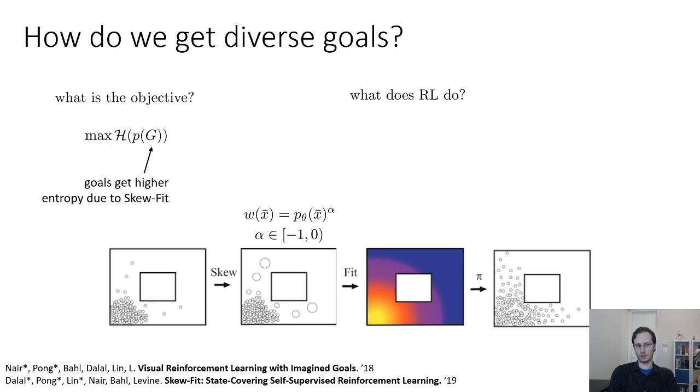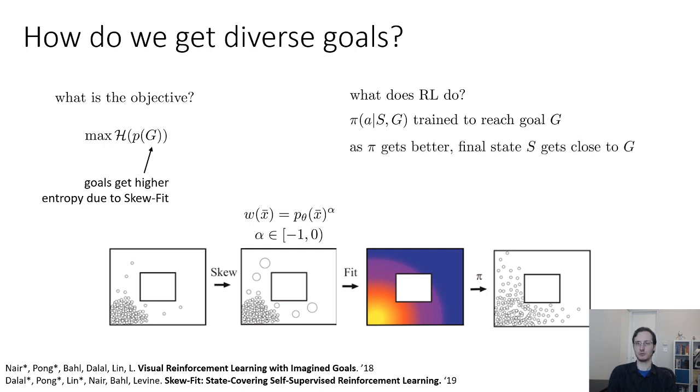What does the RL part do? Well, your policy, which you can also write as pi of a given s comma g, so it's probability of action given current state and given goal. Your policy is trying to reach the goal g, which means that as the policy gets better, the final state, which I'll denote as s here, is going to get closer and closer to g. So that means that the probability of g given your final state becomes more and more deterministic.